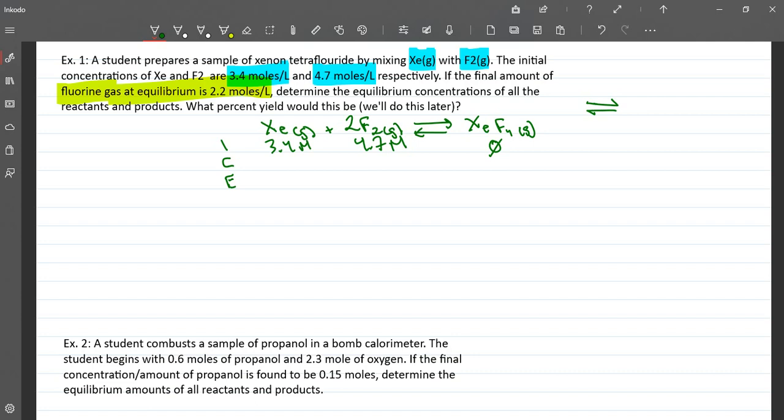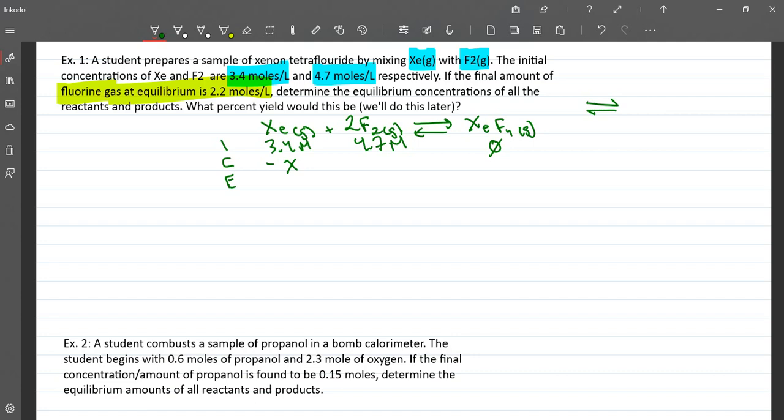Now, these values will change. Our reactants will go down. They are being consumed to make products. So if they're going to go down, they're going to change by a negative value. That negative value is also going to relate to a certain amount. We don't know what that is. We're going to call that x, a certain amount x related to their coefficients. Look how it works. 1 mole per liter of xenon is going to be consumed for every 2 moles per liter of fluorine gas to produce 1 mole of product. So xenon will change by negative x.